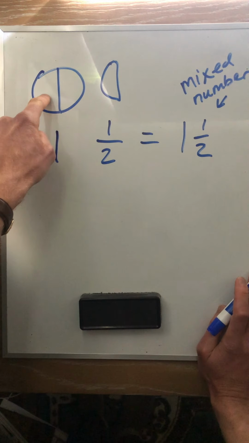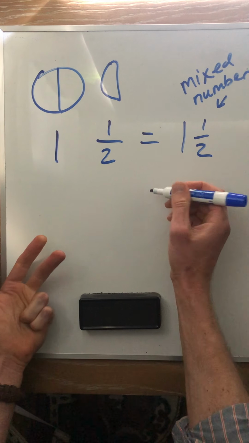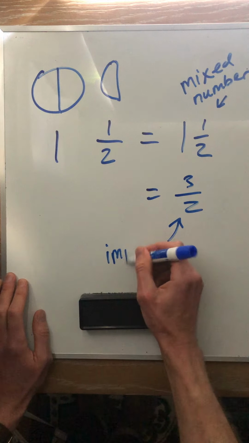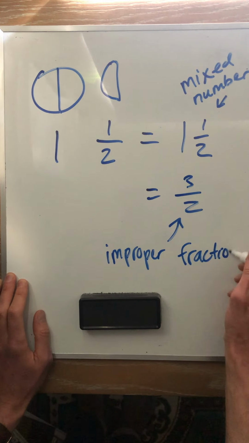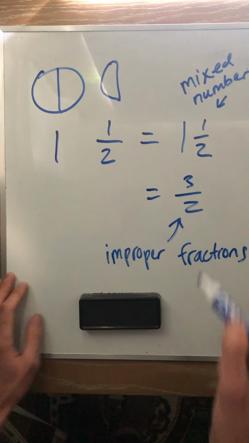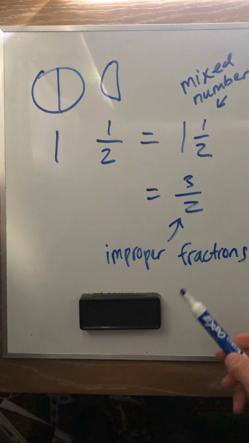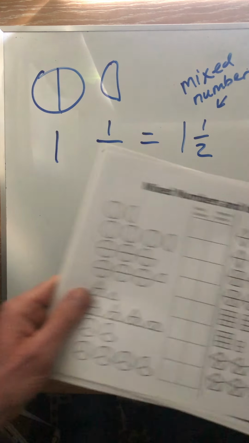Okay, I've got a half here, and a half here. So that's 1, 2, 3 halves. And it's called improper, as we've talked about, because the number's too big up top. The number up top is bigger than the number on the bottom. That means it's improper. So that's all you're going to be doing today. It's just counting them up.